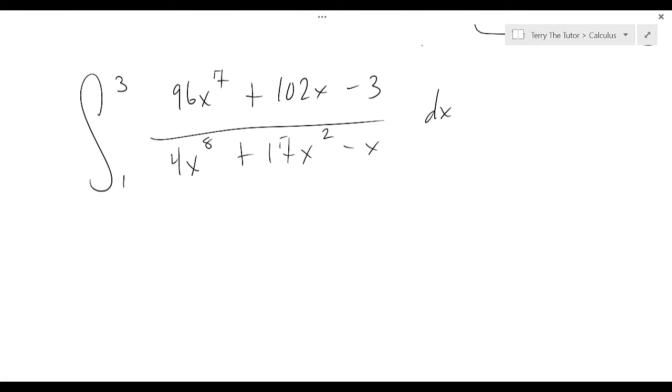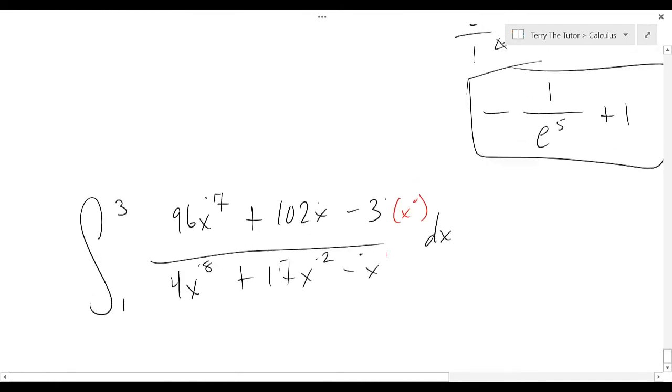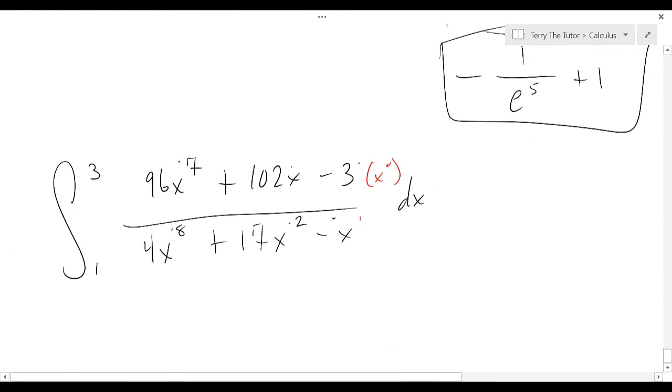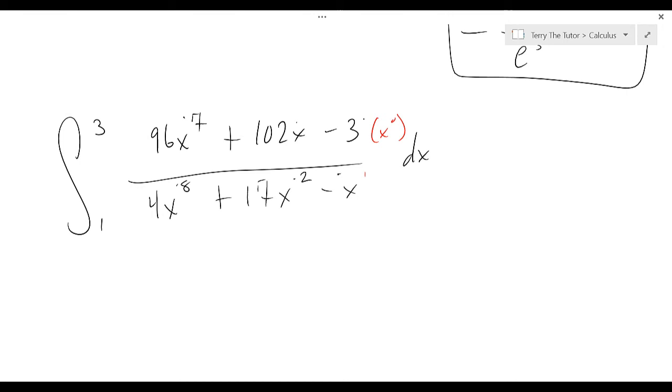The only pattern that I've noticed is that all of the degrees of the top are exactly 1 less than the degrees of the bottom. I bet you didn't know this, but there's an imaginary x to the 0 power right there. X to the first, x to the 0. And the reason we don't show it is because anything to the 0 power is immediately 1.